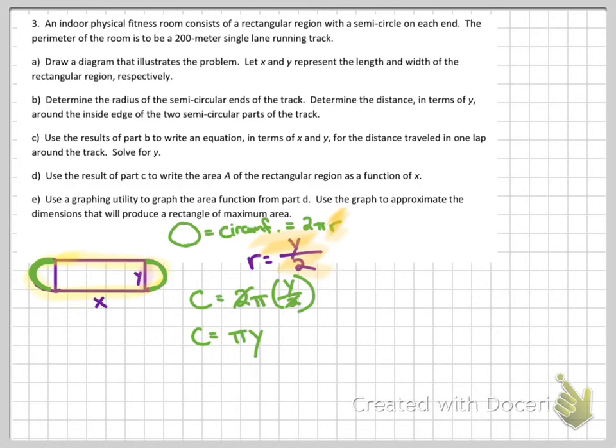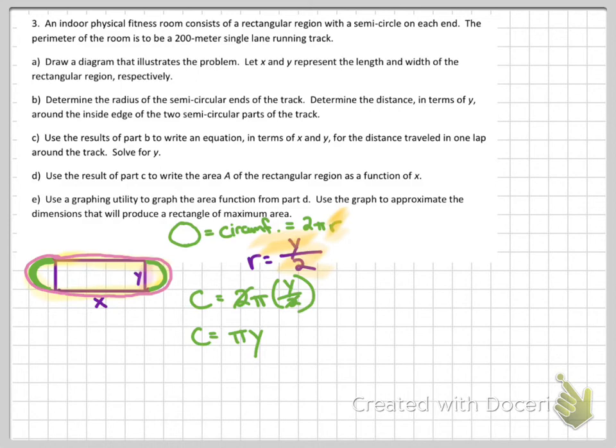C, use the results of part B to write an equation in terms of x and y for the distance traveled in 1 lap around the track. So 1 lap around the track. I know I'm using a lot of colors. Hopefully that's helpful and not distracting. 1 lap around is going to be that semicircle, this straight edge, that semicircle, and this straight edge.